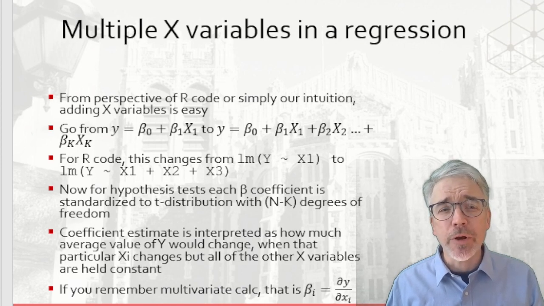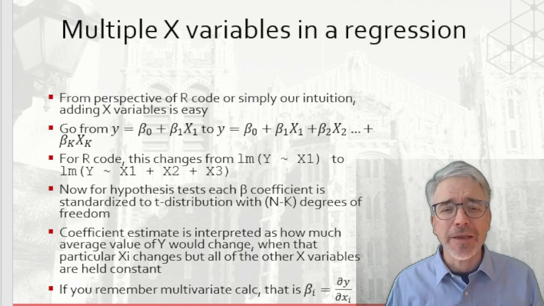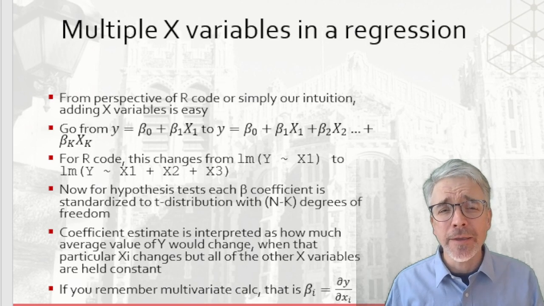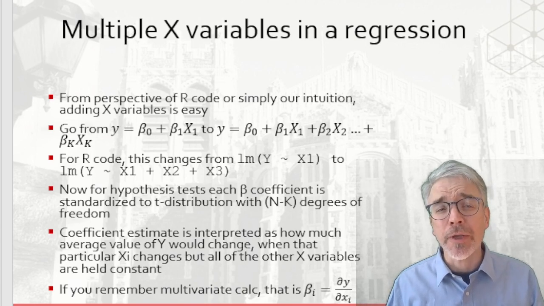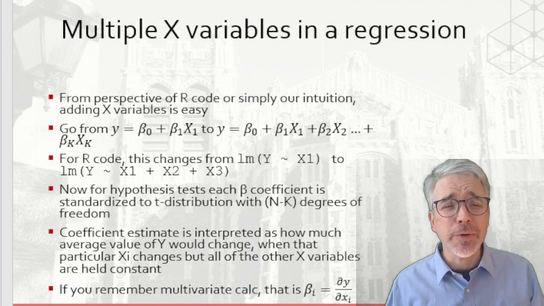In the formula, we're going from y equals beta naught plus beta 1 times x1 to y equals beta naught plus beta 1 x1 plus beta 2 times x2 plus, on and on and on to beta k times xk. We're just adding a bunch of subscripts. When writing code in R, instead of lm(y ~ x1), we use lm(y ~ x1 + x2 + x3). Just go crazy with it. Writing code, it's pretty simple.